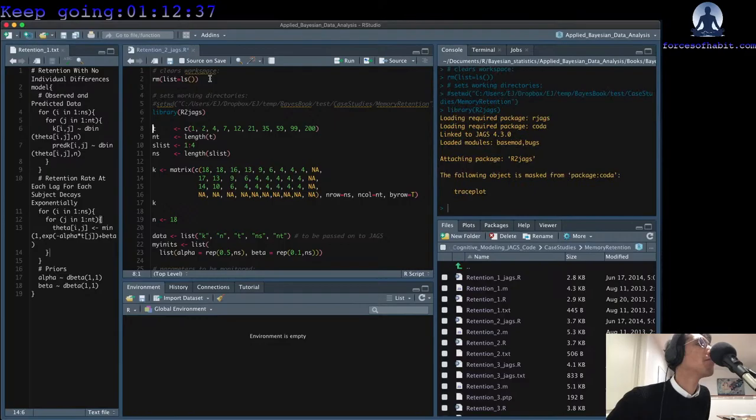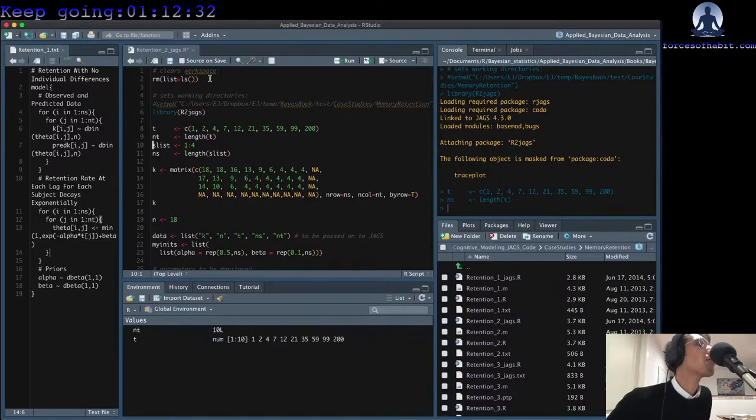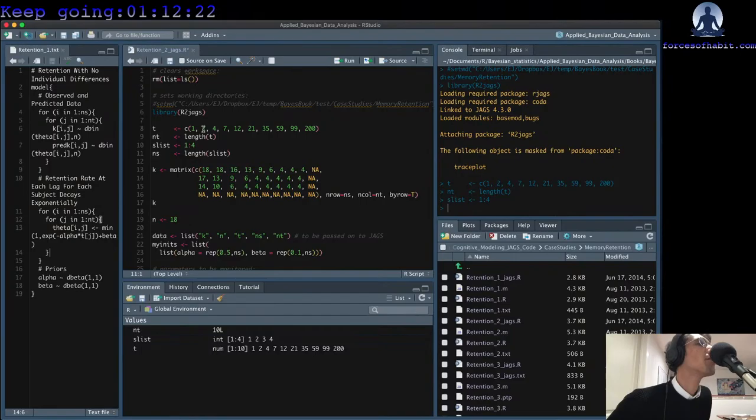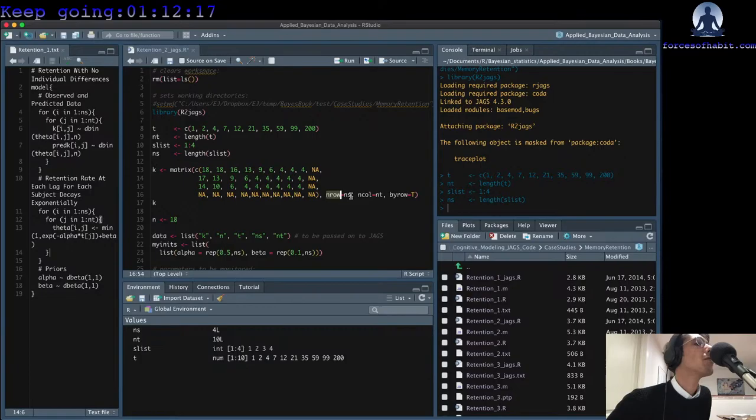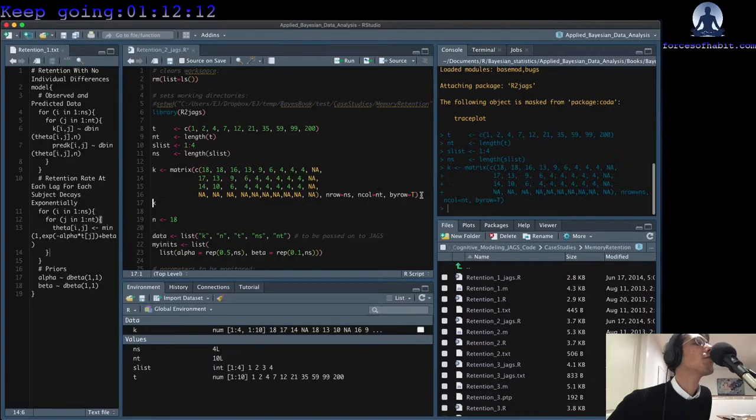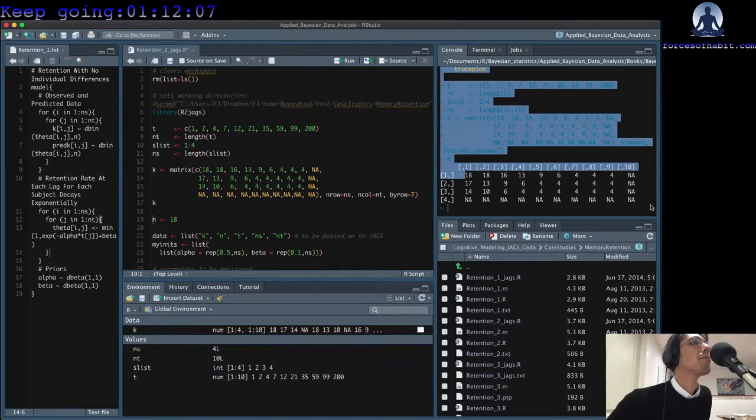Memory scores, length of the memory scores, S list. What is this? Subject list. Subjects 1 to 4, and then we get the number of subjects as 4. We're going to make a matrix here where the rows are equal to the number of subjects, columns are the number of time points, and we do by row equals true. So let's get this K here, which is a matrix representation of the table we saw.